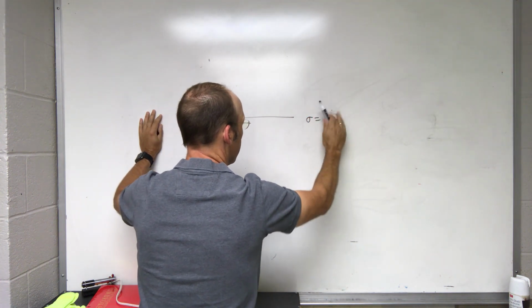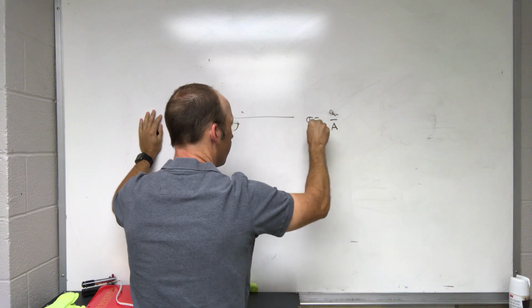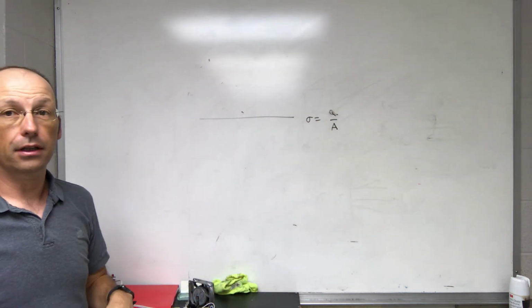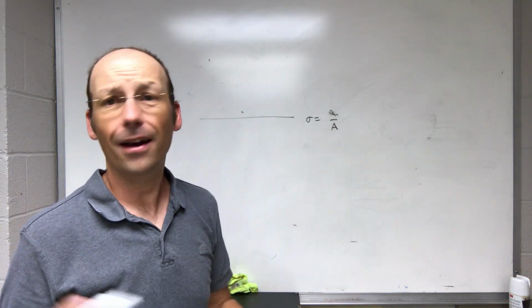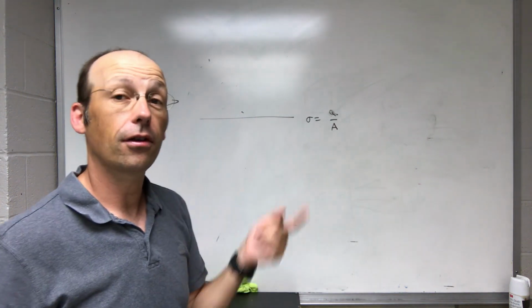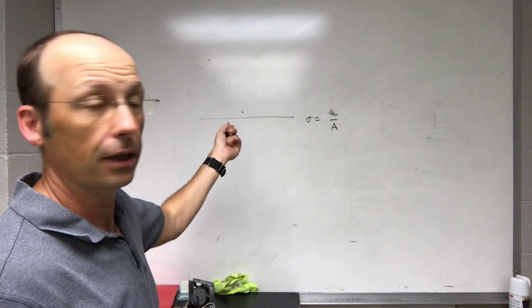I'm sorry, it'd be the total charge over the area. So sigma is the charge per unit area on that sheet. That is important. Now you think, who cares about Gauss's law? No one cares about Gauss's law. You care about Gauss's law because it's a great trick to solve problems like this.